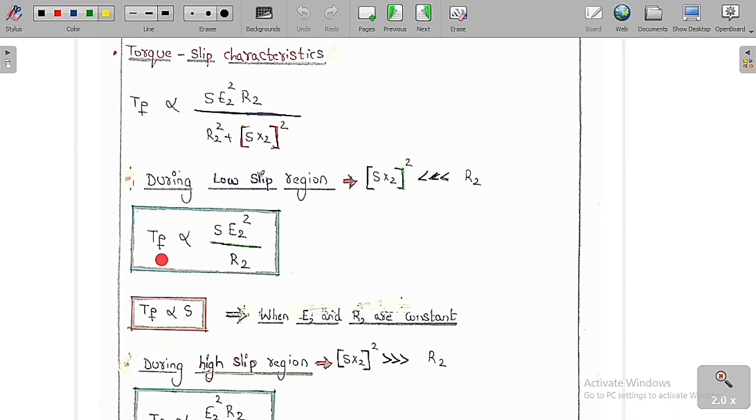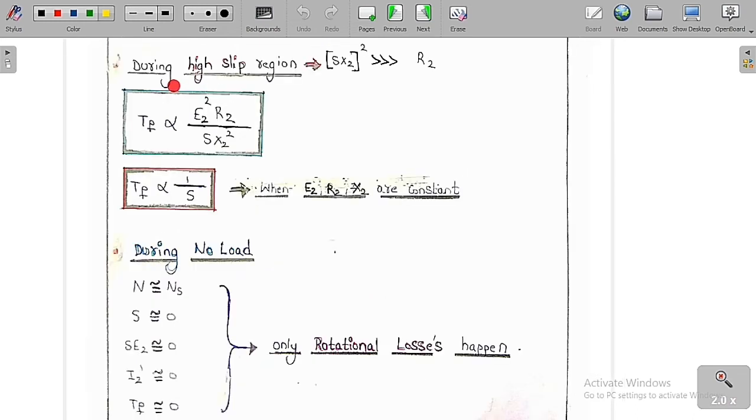You can see clearly torque is directly proportional to slip S when E2 and R2 are constant. So in the low slip region, whenever the S value increases, the torque also increases. This is a point that you always have to remember. That is the reason I have already told you, whenever the S is changing from 0 to slip at maximum torque, the torque is also increasing, that is proportional to slip. So torque is directly proportional to S during the low slip region.